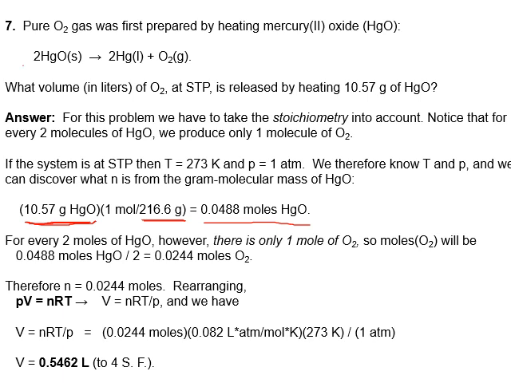Because of our stoichiometry here, the 2 is only going to give 1. So divide that number by 2. You get 0.0244. That's something you can do in your head. So here is going to be our number of moles of O2, 0.0244 moles of O2. So we'll just substitute that in for n in the equation PV equals nRT. R will always be 0.082 for this one. Temperature, standard temperature is 273, pressure is 1 atmosphere. So just solve that for V. V is nRT over P, and you get 0.5462 liters.